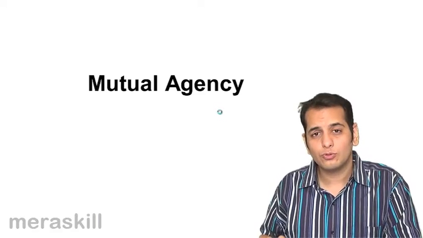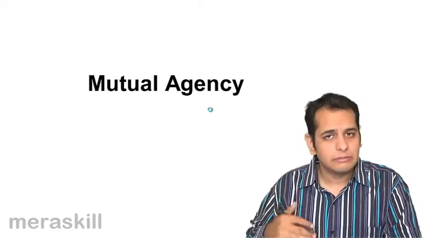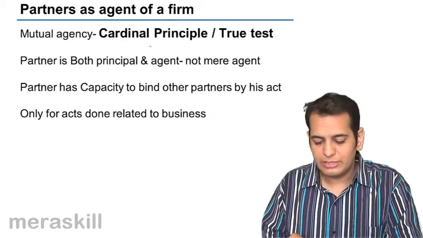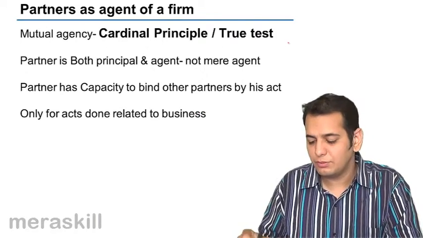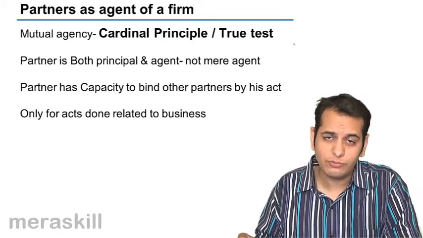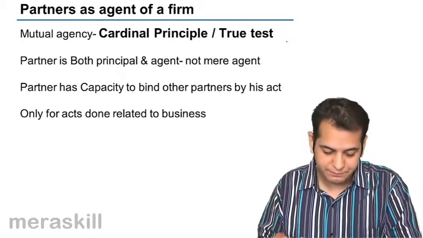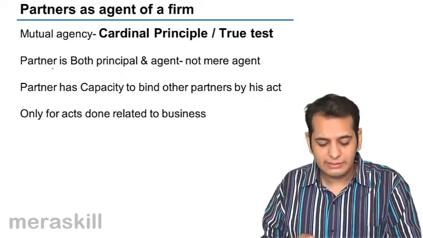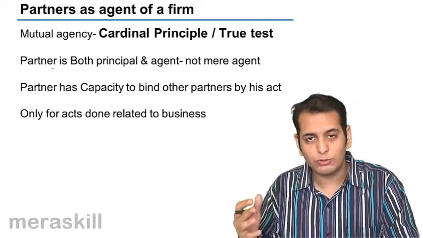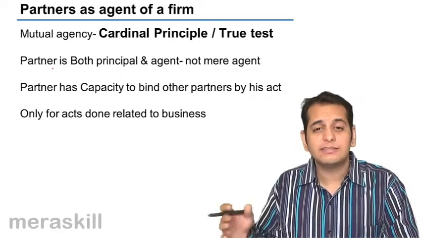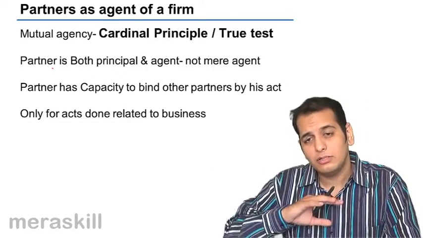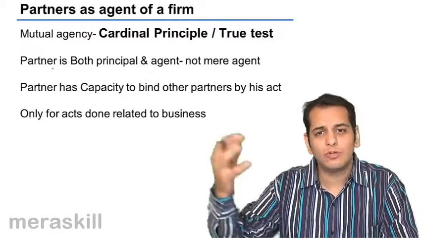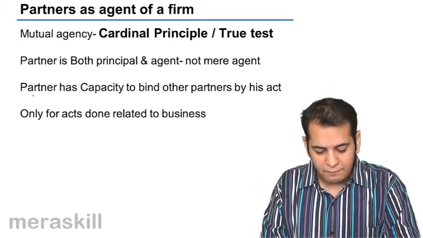So let's go through this mutual agency in detail. As I said, mutual agency is the cardinal principle or the true test of partnership. Now, as per mutual agency, as I've told you, a partner is both principal as well as agent of other partners. He's not merely an agent, but he is an agent as well as the principal of other partners.